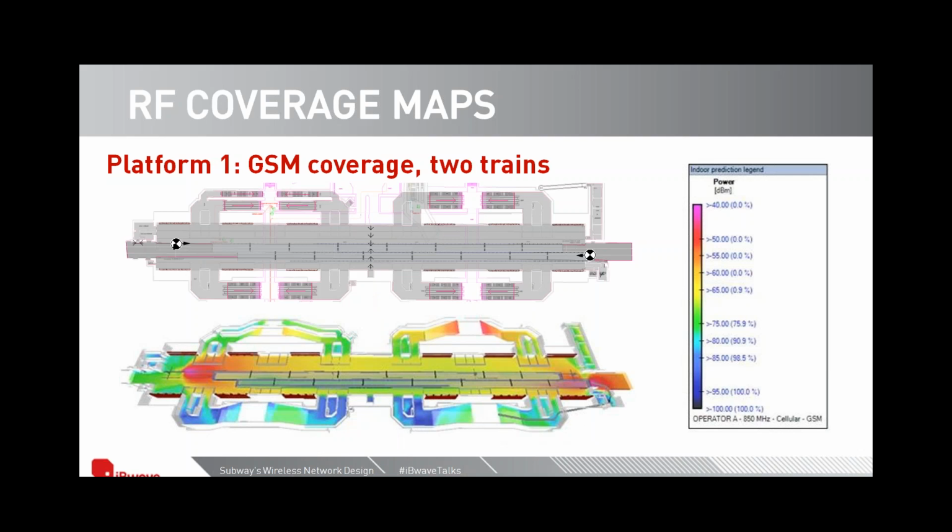The next one is platform 1. The GSM coverage: you see opposite Yagi antennas at the end of each platform, which is also near the entry point to a tunnel. So they're pointing toward each other. They're pointing toward the middle of the platform.